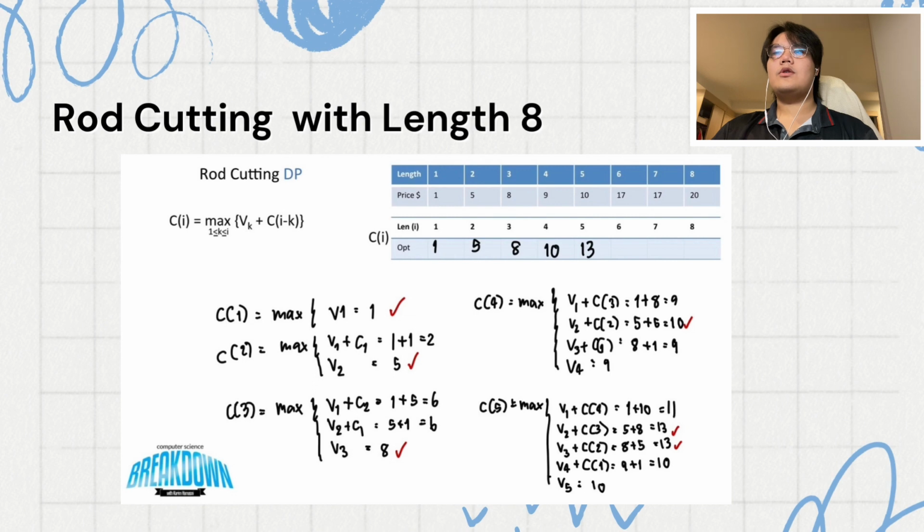I will show you how to use memorization to solve the problem. Rod cutting with length 8. So I will give you the table of length 8 and the prices of them. And we will use C[i] equal to max of V[k] plus C[i minus k], meaning the original value plus C of i minus its original length.